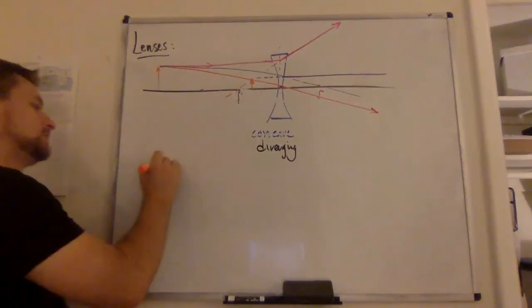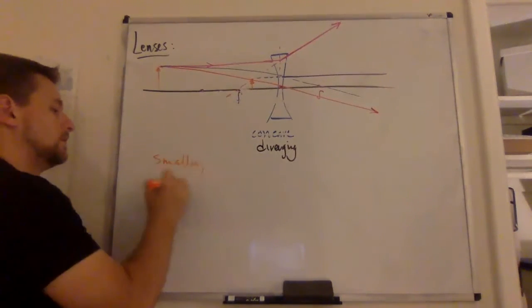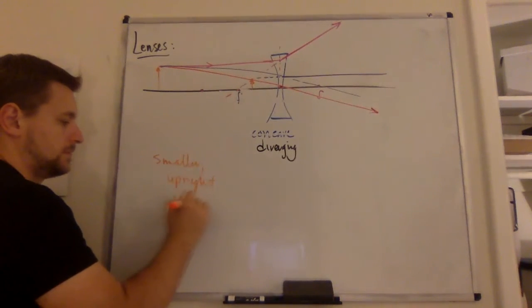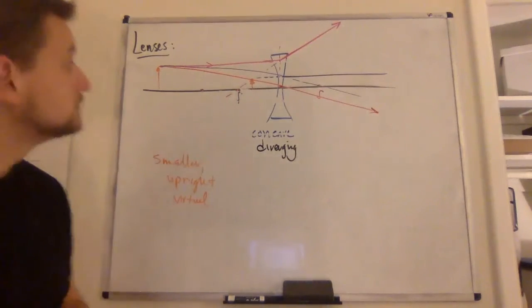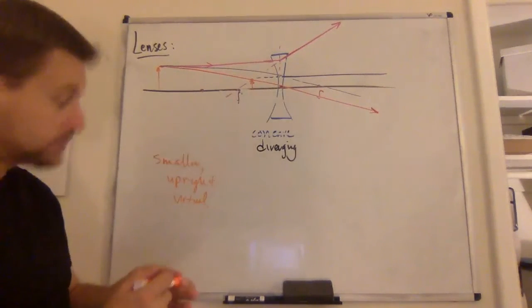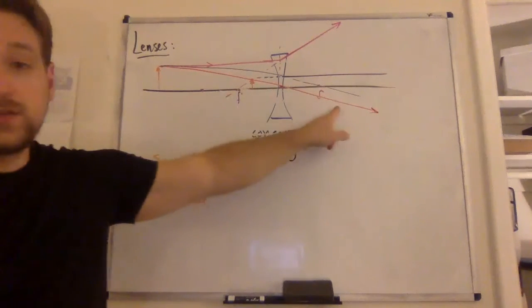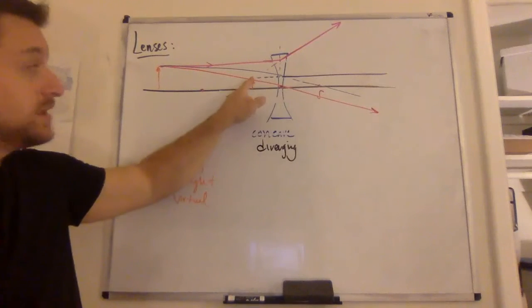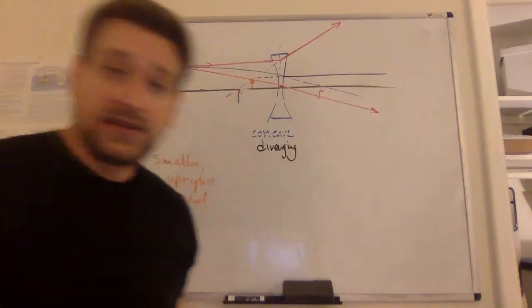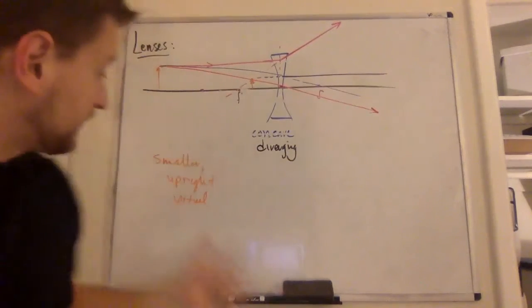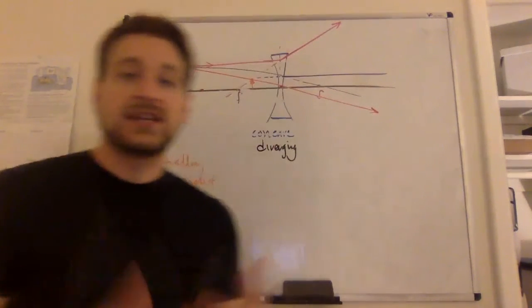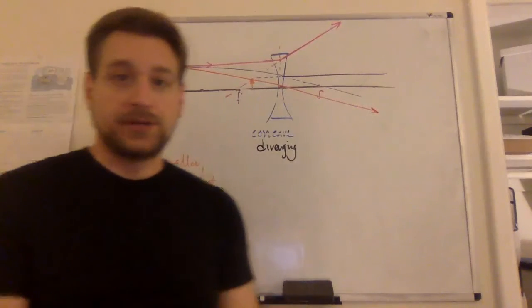Smaller, upright, and virtual. No light rays actually intersect there. It only looks like they do. The red ray actually does pass that point, but there's nothing else to intersect with, so it just keeps going. It only looks like the rays intersect there. Notice that smaller, upright, and virtual is exactly the same classification we had for a convex mirror.